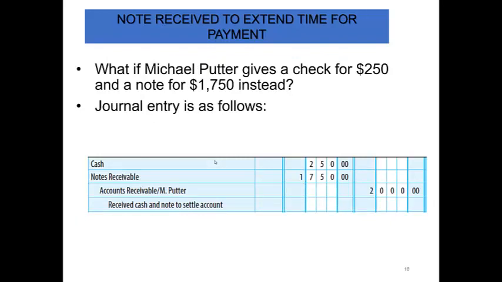If Michael Putter gives us a check for $250 and a note for $1,750 to extend the time for payment, we would of course collect the cash of $250 by debiting cash and then only debiting notes receivable for $1,750 and then removing the accounts receivable. So instead of issuing the note for the entire amount, in this case Putter gave us $250, so we only issued the note for $1,750.